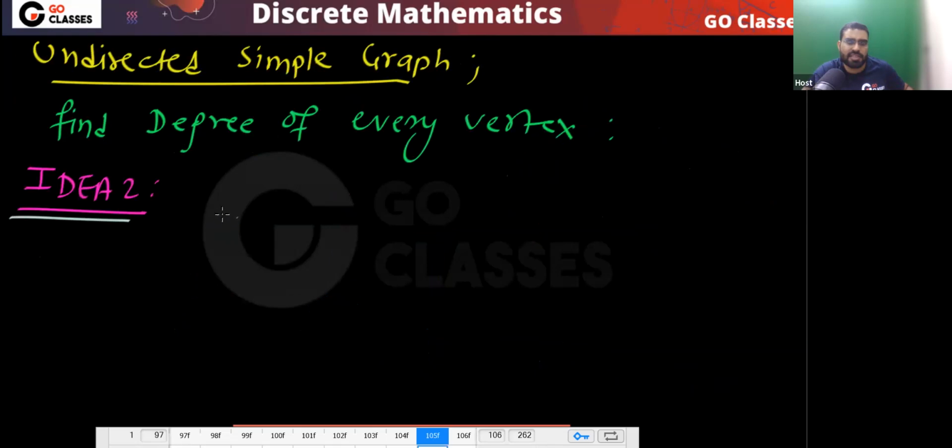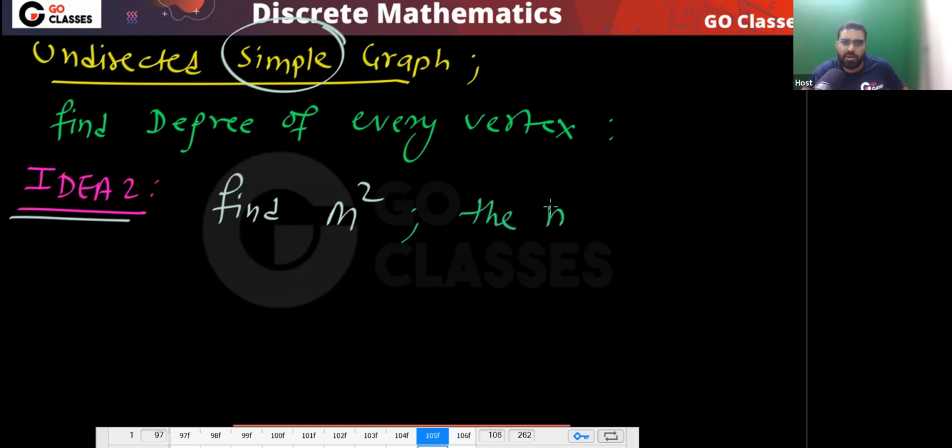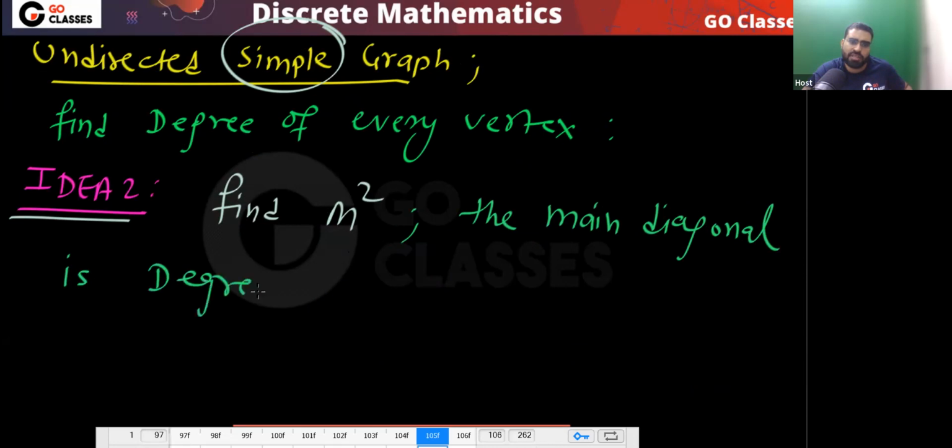The first application is that you have an undirected simple graph, just find M square. In this M square, you can notice the diagonal entries are the degrees of all the vertices. The main diagonal is giving you the degree of all the vertices.